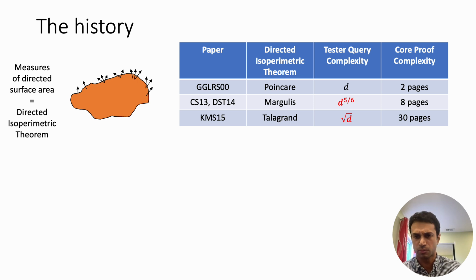That bound stood for more than a decade until it was improved to d to the 5/6. And that was about 8 pages long. And it was actually quite, at that point, a surprise that one could even beat this d bound. And then a seminal result of Khot, Minzer, and Safra got down the tester complexity to square root d, which is the optimal bound, up to some log factors. And their core proof is about 30 pages long.